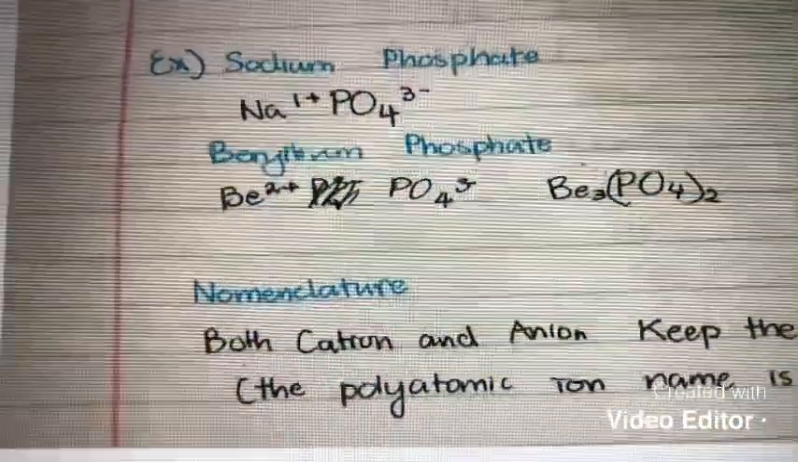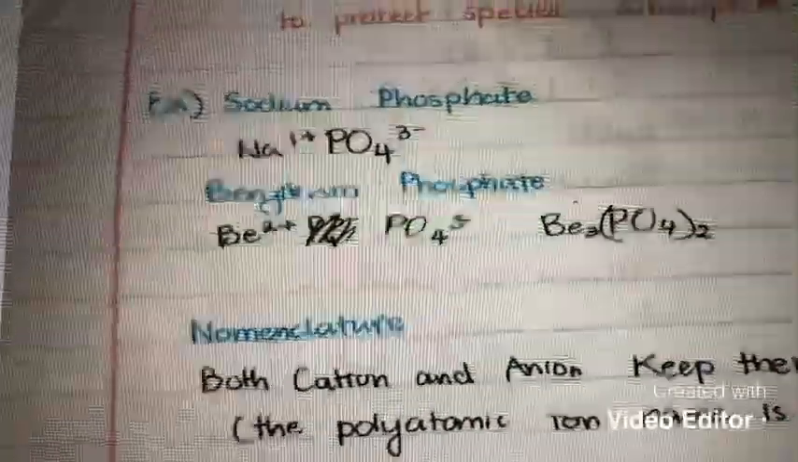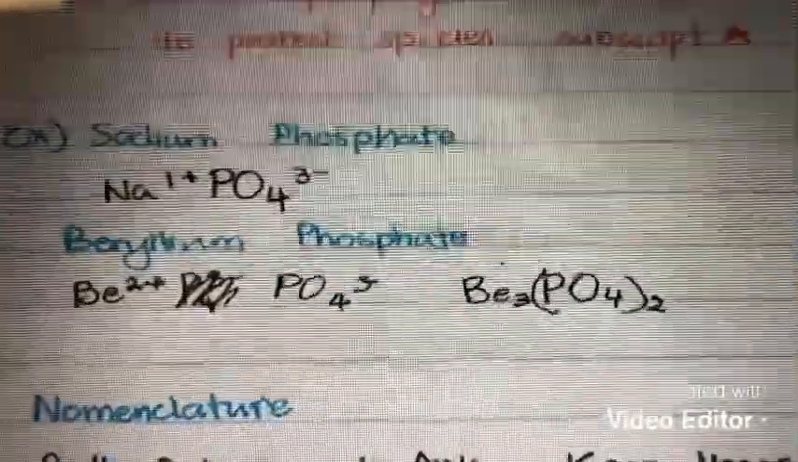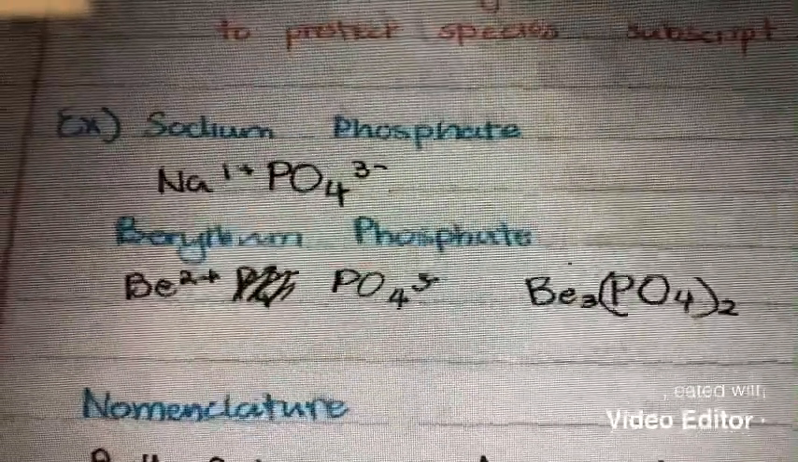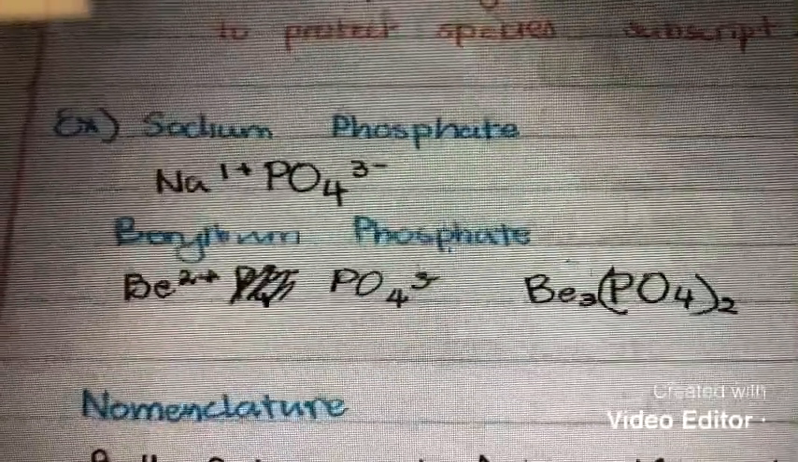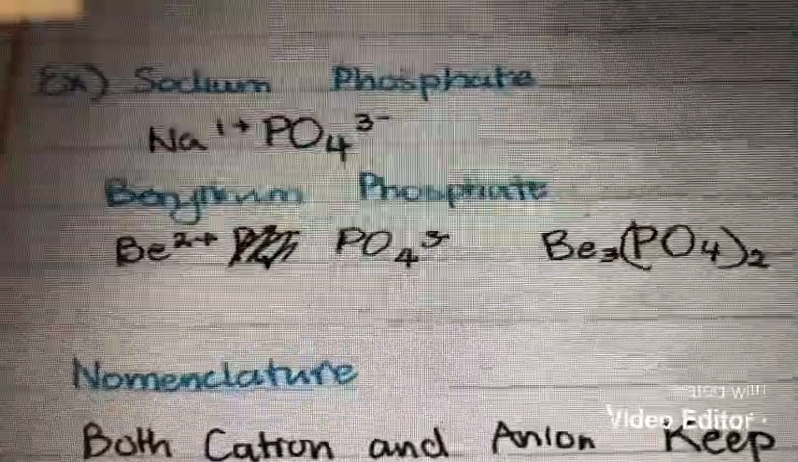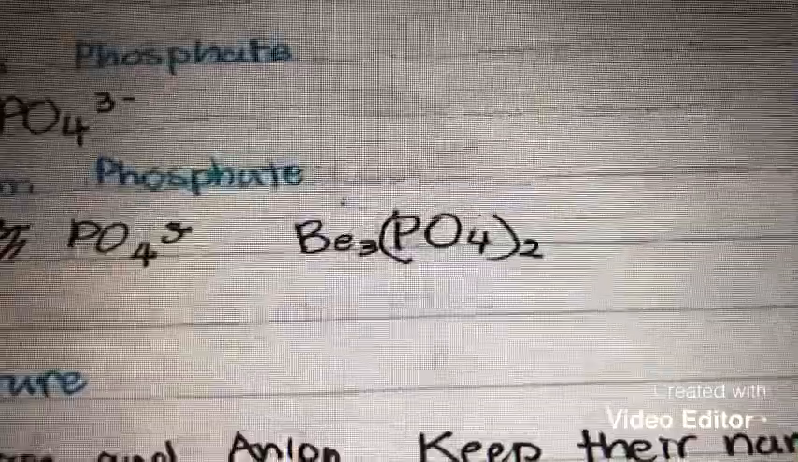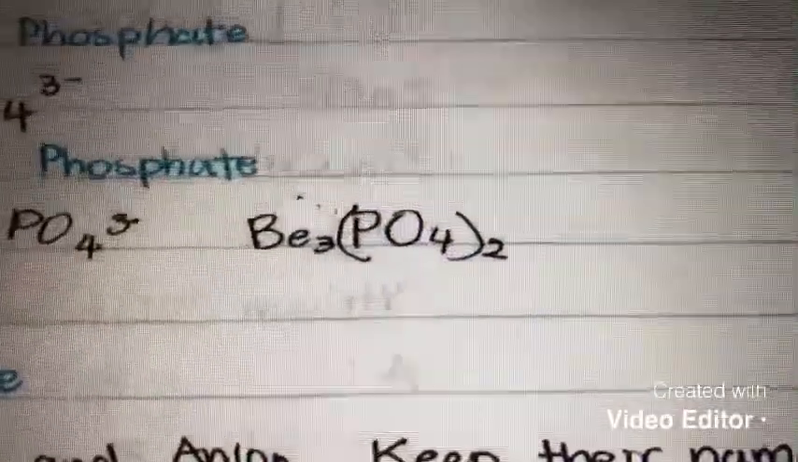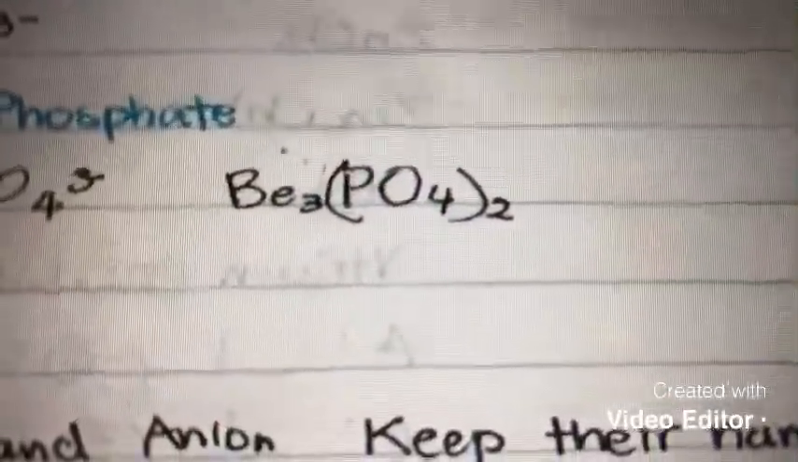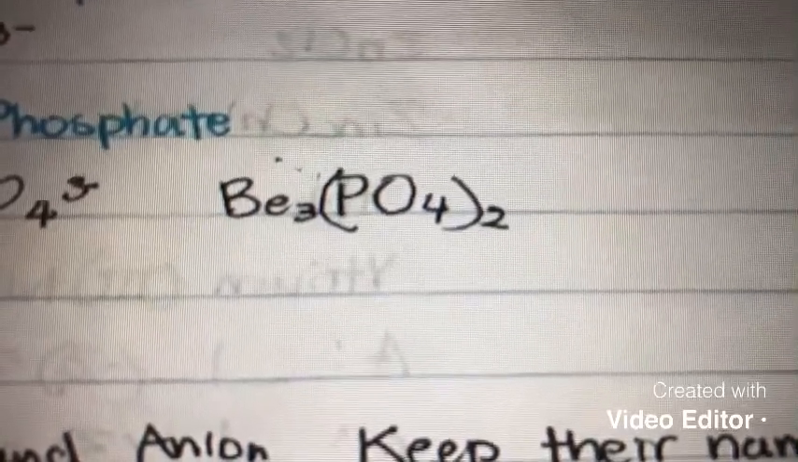For beryllium phosphate, we do the same thing. But now, the step to write it is we have to switch the subscripts 3 and 2, not the species subscript. That's where we have to be careful. Beryllium's original charge is 2, while phosphate's original charge is 3. If we switch these two, we will get beryllium 3, phosphate 2.